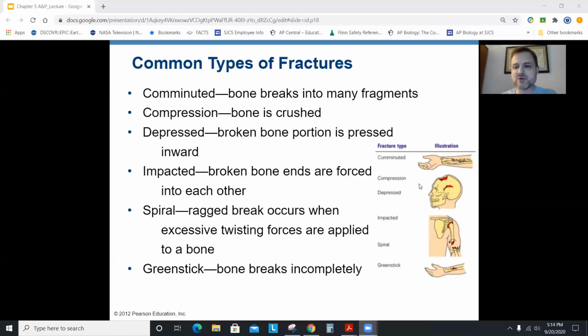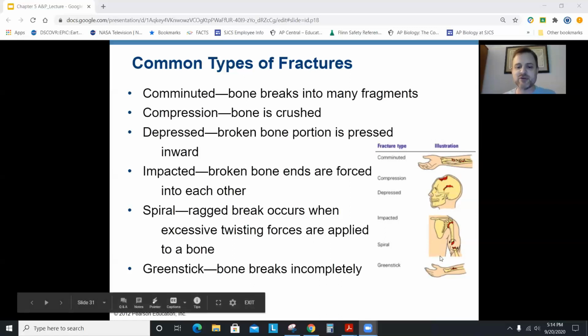A compression is where the bone is crushed. A depression is where the bone is pressed inward, like that one. Bones that are impacted is when the bone's broken and the ends are forced into one another. A spiral break would be a break like here, where the bone kind of got twisted and broken in a twisting motion. A green stick is a fracture, kind of like if you take a twig and break it, but the twig doesn't totally break apart, it only partially breaks, or the bone is broken in this incomplete manner.